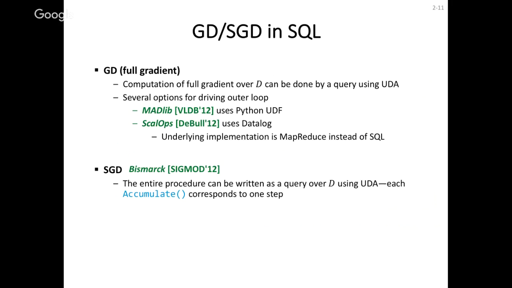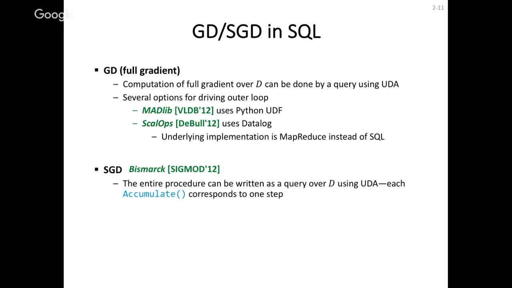So how do you do this in SQL? If you want full gradient descent, a full gradient update in every single step, then you can code that step using a user-defined aggregation function, right? Because if the function is linearly separable, then obviously you can write it over some kind of user-defined aggregation function using those init, accumulate, and so on and so forth. So every step will be a SQL query.